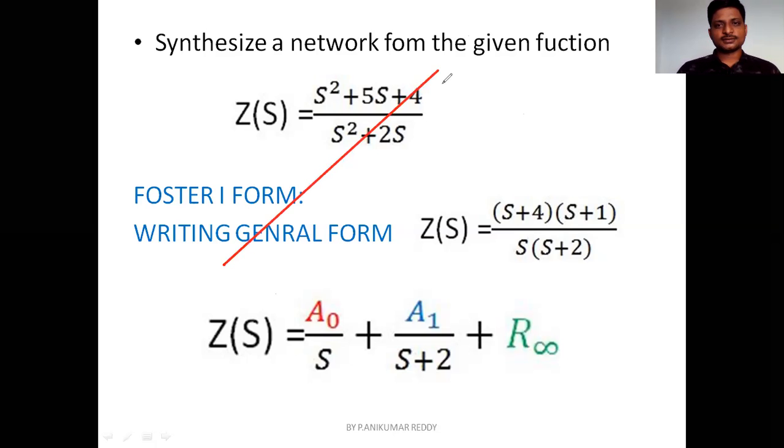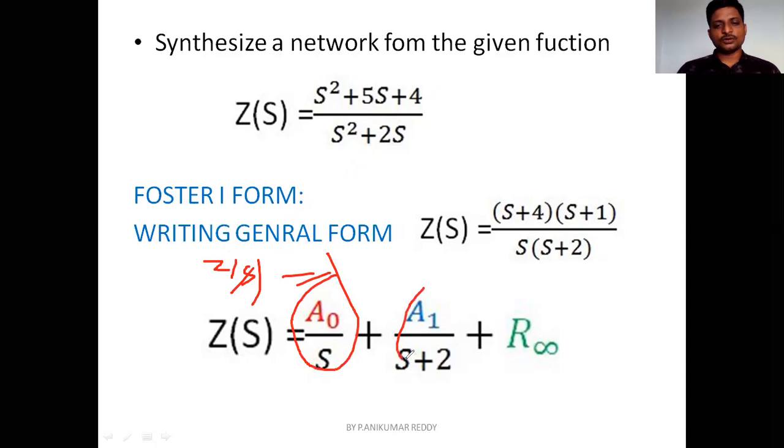Now let me tell you, the given Z of s, what we are going to do is separate it into three parts. So Z of s is divided into three parts: Z1 of s, Z2 of s, and Z3 of s.